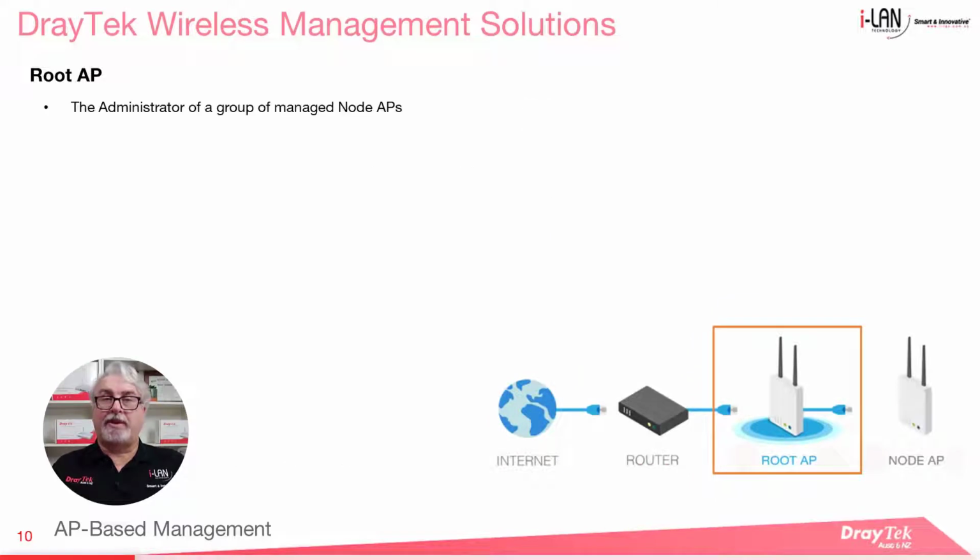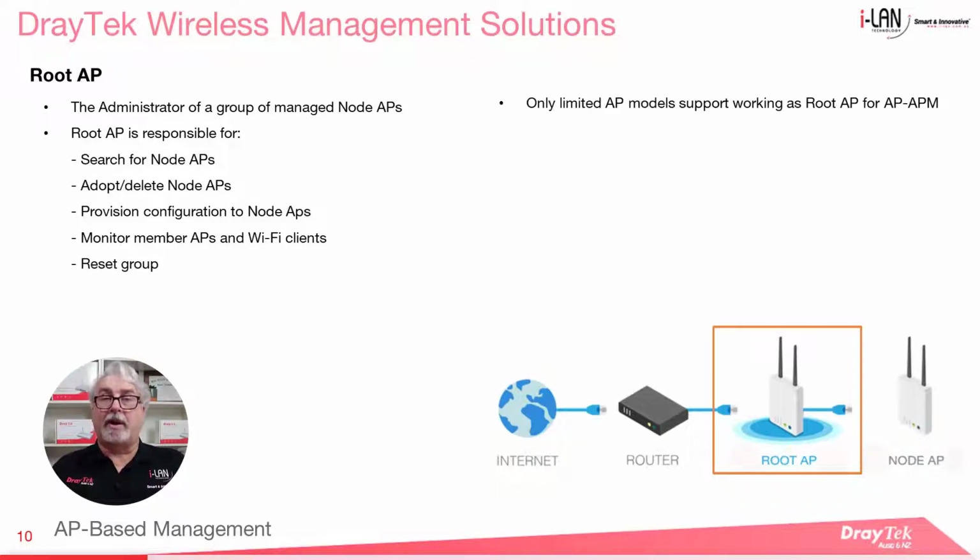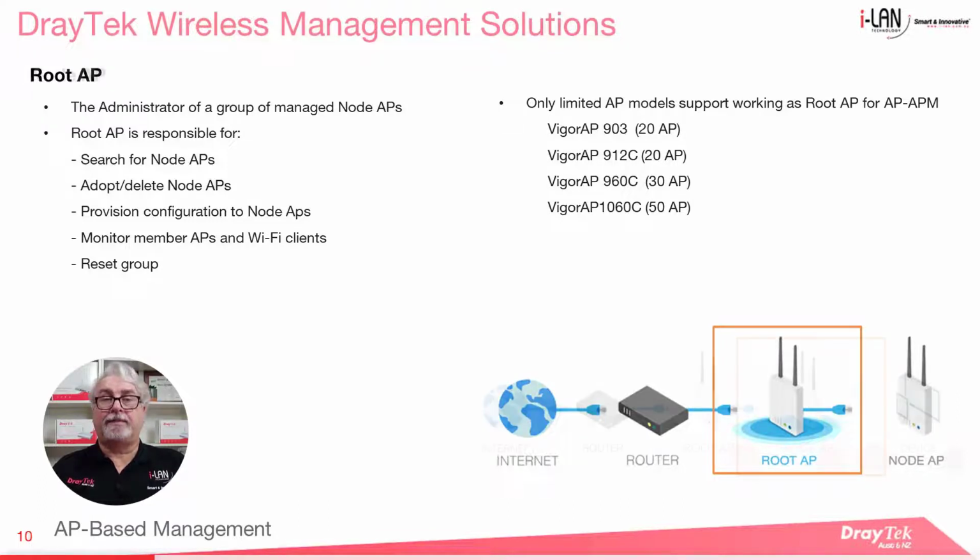The route AP is the administrator for a group of node access points. The functions performed by the route AP are search for node APs, adopt or delete node APs, provision configuration to node APs, monitor member APs and Wi-Fi clients, and it can also reset the management group. Also, we should note that only a limited number of access points can be used as the route AP. This includes the Vigor AP 903, 912C, 960C, and the 1060C.